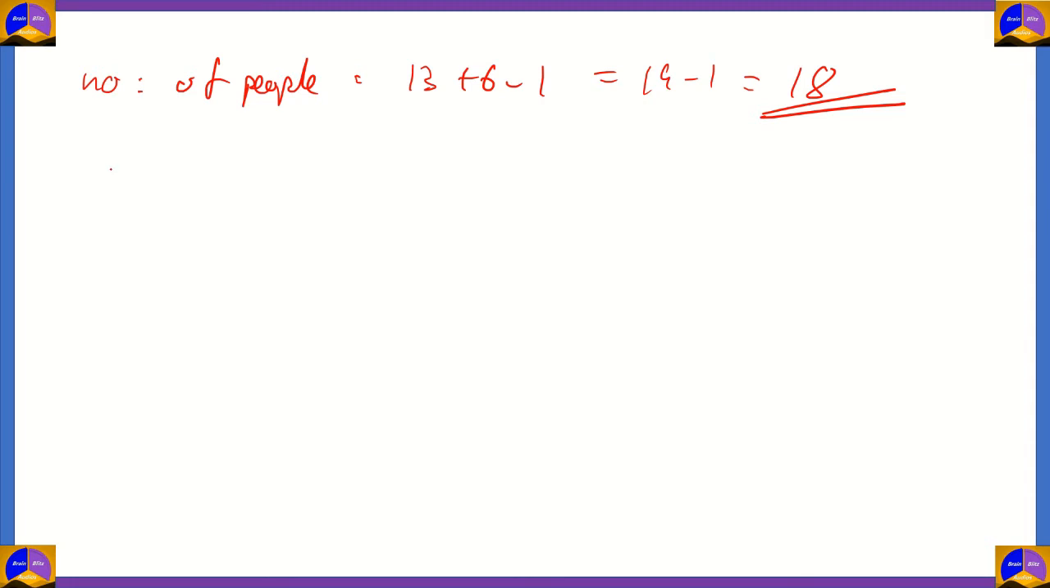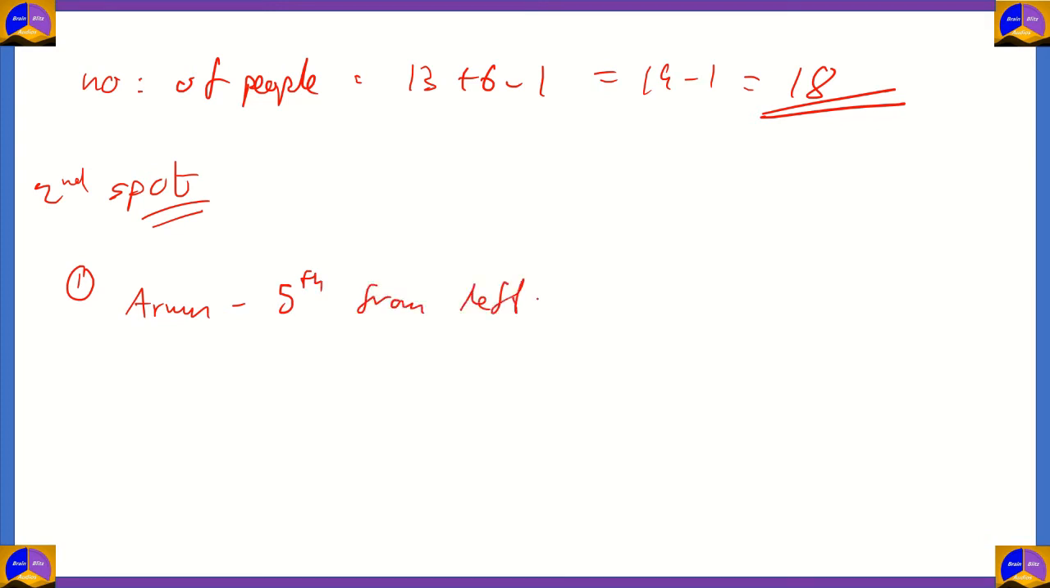So now we will do the same scenario for the second spot. For the second spot, we need to find Suresh's position. In the earlier scenario, Arun was 5th from the left. We don't know the position of Suresh from the right, but we do know that the total number of people in this queue is 18.